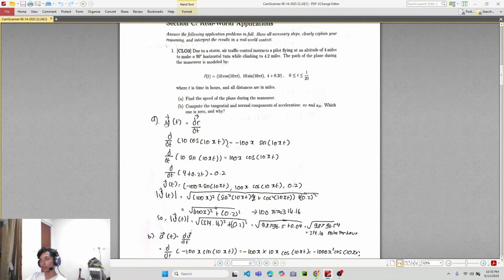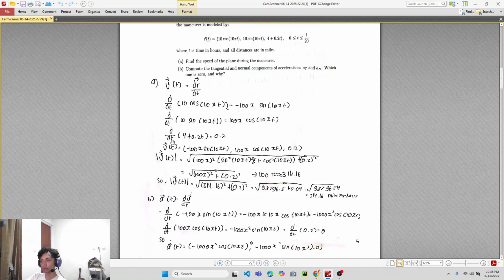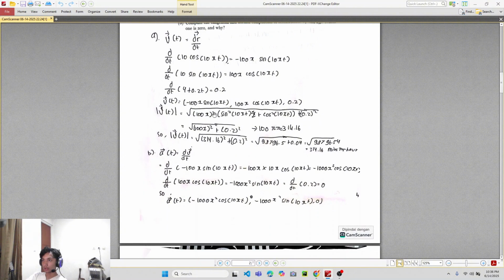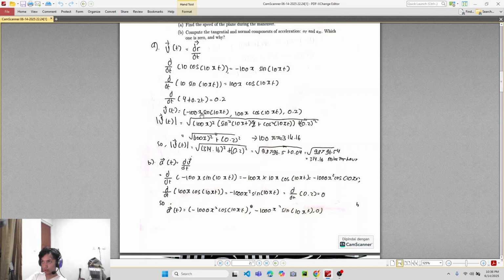So here we need to find v(t), which will be dr/dt. So d/dt of 10 cos 10πt is equal to -100π sin 10πt, then d/dt of 10 sin 10πt is 100π cos 10πt. Then d/dt of 4 + 0.2t equals 0.2. So now v(t) is <-100π sin 10πt, 100π cos 10πt, 0.2>.